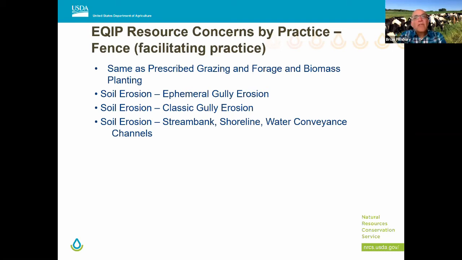You could also solve some particular problems in the pasture if you had ephemeral gully erosion. You could fence that gully out in a separate area, repair the gully, and then graze that at a different frequency than the rest of the pasture. The same with, say, a classic gully or stream bank area. You could use the fence to divide that out as a sensitive area or a separate area you would treat differently than the rest of the pasture.